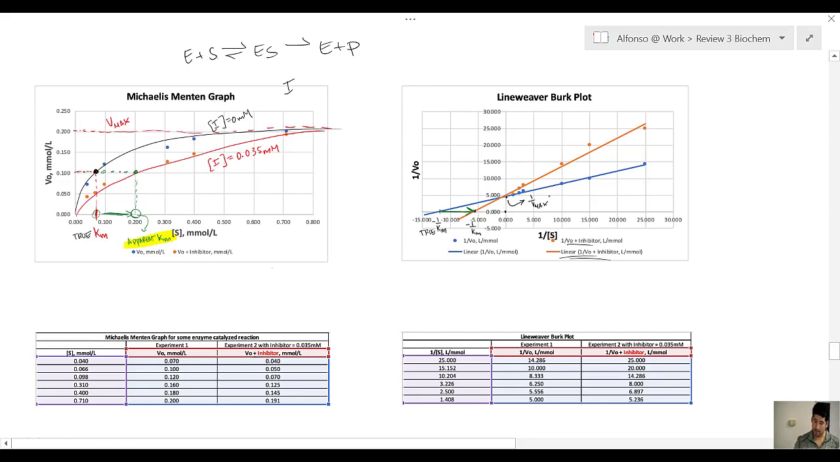What can we say about the Vmax? So this right here is 1 over Vmax without any inhibitor, and this right here is the 1 over Vmax with the inhibitor. It's roughly the same point, so we can just say that it didn't change whatsoever.